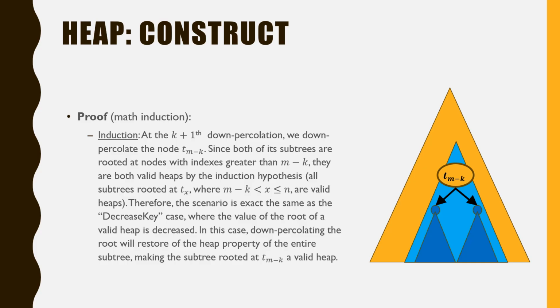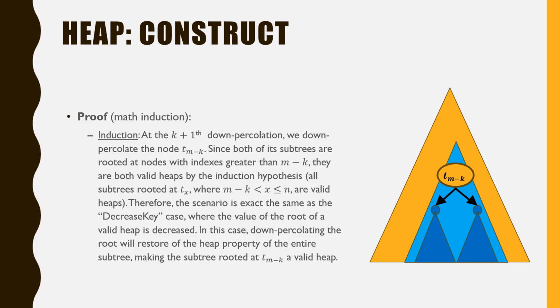This scenario is identical to the decreased key case. As proven in the previous video, downpercolating the root node in such a scenario can restore the heap property for the entire subtree. Therefore, downpercolating Tn minus k will restore the heap property for the entire subtree rooted at Tn minus k, making it a valid heap.